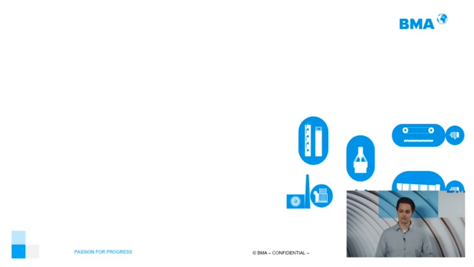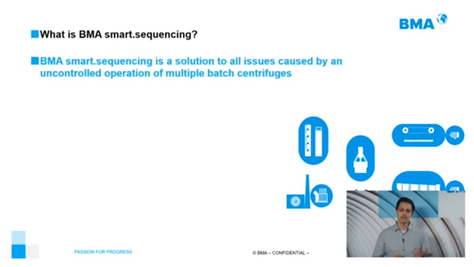We have a phrase that sums up everything, and it's really important, so I will clarify. BMA smart sequencing is a solution to all issues caused by an uncontrolled operation of multiple batch centrifuges. Okay, one more time. BMA smart sequencing is a solution to all issues caused by the uncontrolled operation of multiple batch centrifuges.